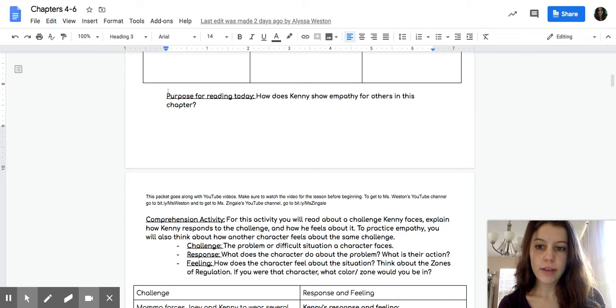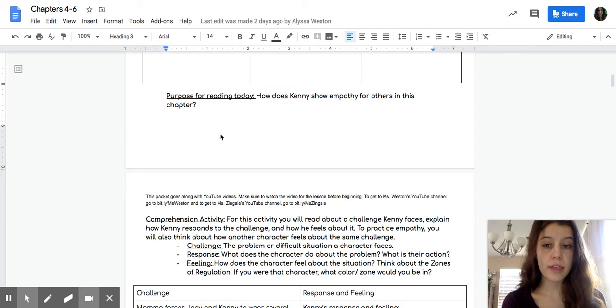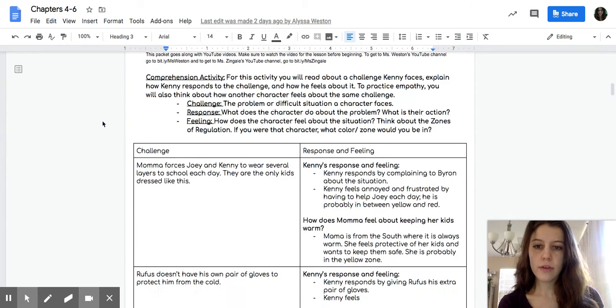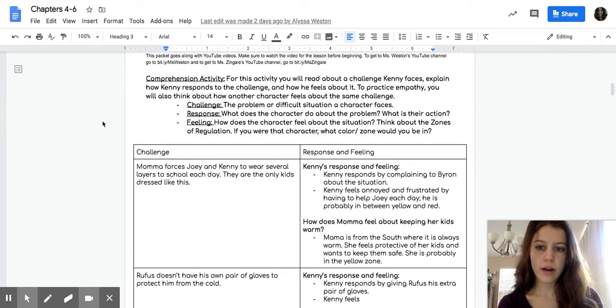So after you've read the audio for chapter 4, you can go ahead and reflect on the purpose for reading this chapter. On the bottom of this page in your packet, there's some space where you can write your ideas for how Kenny is showing empathy for others in this chapter. And then if you go to the next part of your packet, there are some comprehension activities for you.